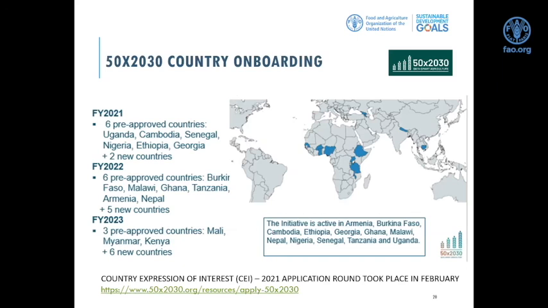We are in the process of onboarding countries, as I said. Last February was the period for application. I know that many of the countries represented in this meeting have applied. This year, the idea is to incorporate six pre-approved countries: Uganda, Cambodia, Senegal, Nigeria, Ethiopia, and Georgia, plus two new countries. And in 2022, Burkina Faso, Malawi, Ghana, Tanzania, Armenia, and Nepal as pre-approved countries, plus five other countries, and so on. So the project aims to support 50 countries up to 2030. In general, the support goes from six to eight years of technical assistance and financial support.